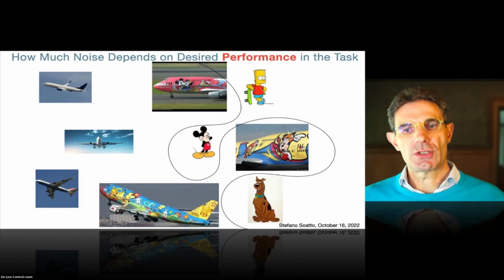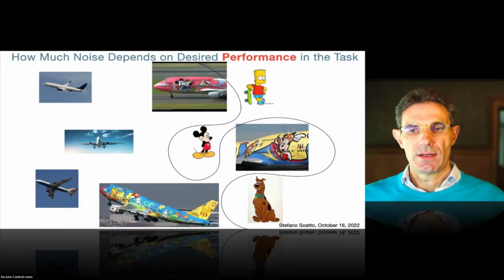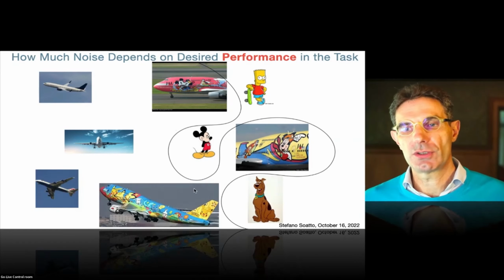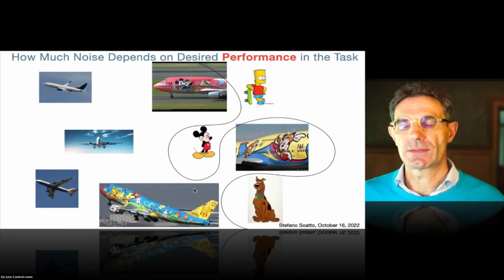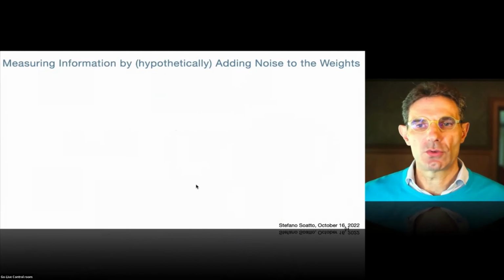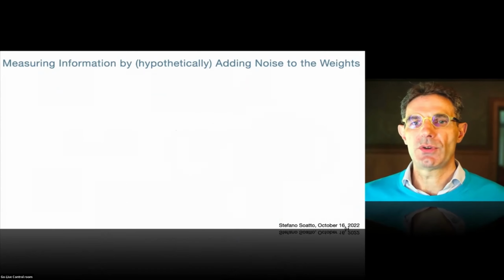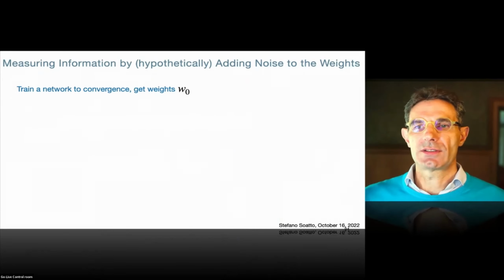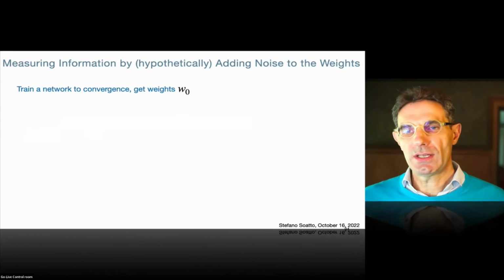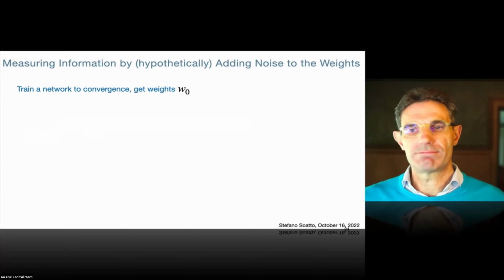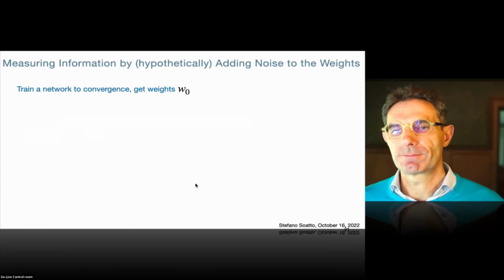So how do I turn this into a measurable expression for the information in the weights, the accessible information in the weights, okay? And here's the idea, which you can find in a paper titled Where is Information in a Deep Neural Network? So you start with a deep neural network and train it to convergence and get a set of weights. It doesn't matter how you train it. It could have been trained with stochastic gradient descent, deterministic gradient descent, really doesn't matter. You get a set of weights, okay?